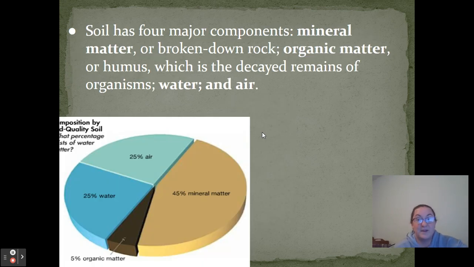Now, soil has 4 major components. We got ourselves mineral matter, broken down rocks, which is like 45% of it. We have organic matter, which is like 5%, water, 25%, and air, which is 25%. Now, are these going to be the exact percentages? That's an absolute no, because not all soils are the same. If so, we would all have the same plants and everything. So everything can be a little bit different.